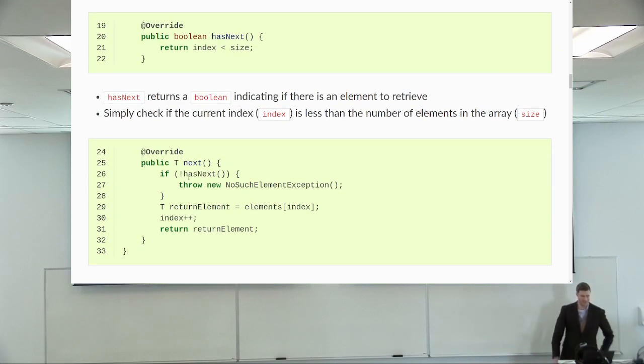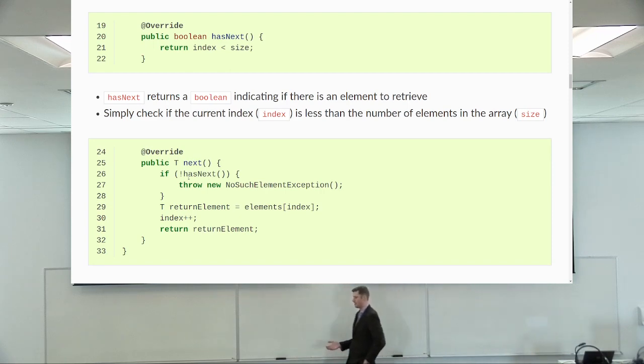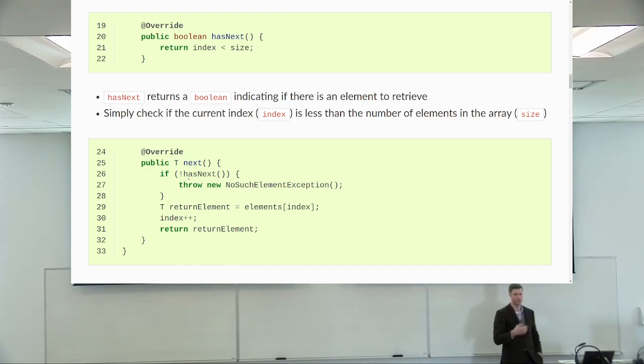Then we have hasNext and next. hasNext is simple. It's a method that's going to return a Boolean, whether or not there exist more things for this iterator to return. If the index is less than the size, yeah, there's more there.